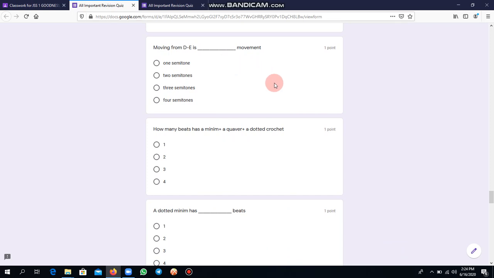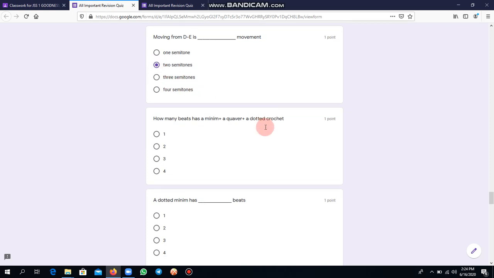We're almost there. Moving from D to E is a what movement? How many semitones is that? D to D sharp is one, and D sharp to E is another one. Altogether, you have just moved two semitones.